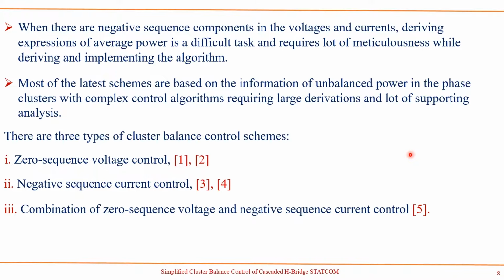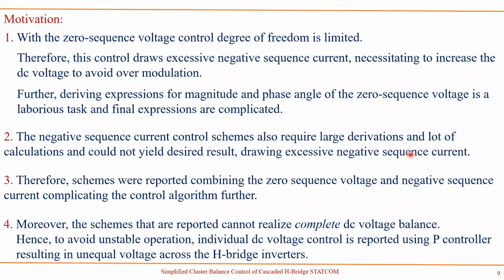There are three types of cluster balance control schemes: zero sequence voltage control, negative sequence current control, and the combination of zero sequence voltage and negative sequence current control. Motivation: with the zero sequence voltage control, the degree of freedom is limited. Therefore, this control draws excessive negative sequence current, necessitating to increase DC voltage to avoid overmodulation.